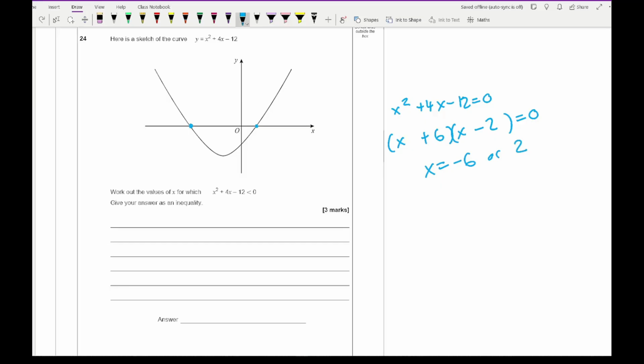So looking at this and labeling the graph, that's got to equal 2, that's got to equal minus 6. Now the question is asking me for the values of x where the curve is below the x-axis. So I'm looking for this region here. To get that region, x needs to be between minus 6 and 2. And I'm not going to put an equal sign because there is no equal sign in the question.